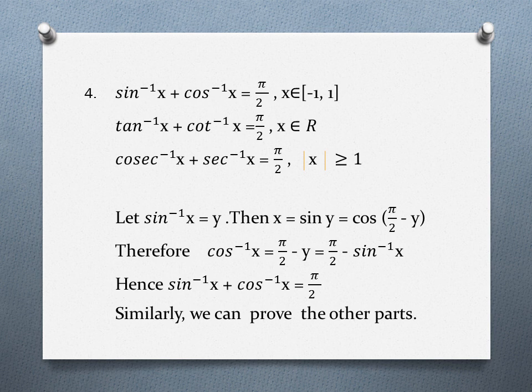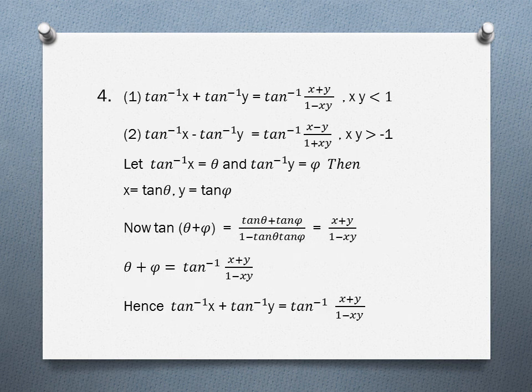I am going to derive only the first result. Let sin inverse of x be equal to y. Then x is equal to sin y. Sin theta is nothing but cos of 90 minus theta. Therefore, sin y is replaced by cos of pi by 2 minus y. Therefore, cos inverse of x is equal to pi by 2 minus y. Y is replaced by sin inverse of x, so it is pi by 2 minus sin inverse of x. Hence, sin inverse of x plus cos inverse of x is equal to pi by 2. Similarly, we can prove the remaining two results.